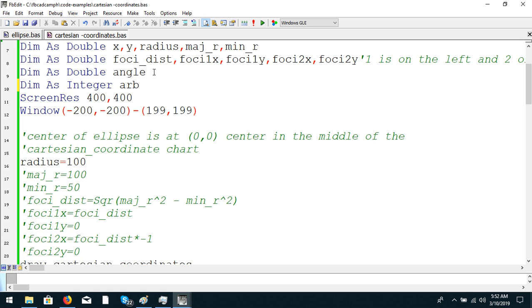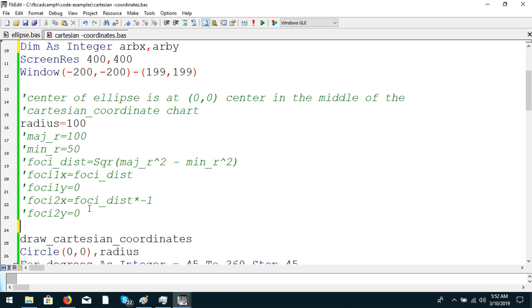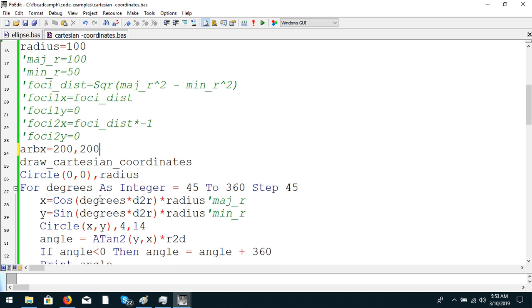arbitrary x, and arbitrary y. And I'll put those values down here. Arbitrary x equals, let's just put a random number out here, what, 200, comma 200. Okay, so 200, comma 200 is going to be in the upper right corner of the screen.